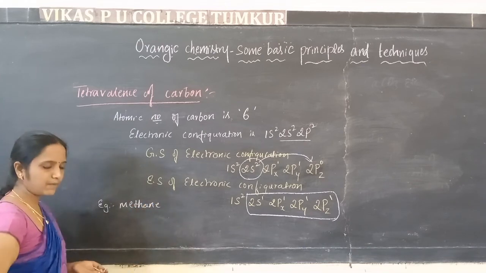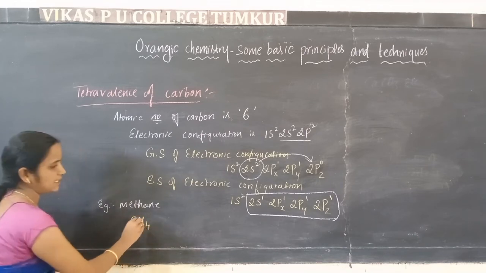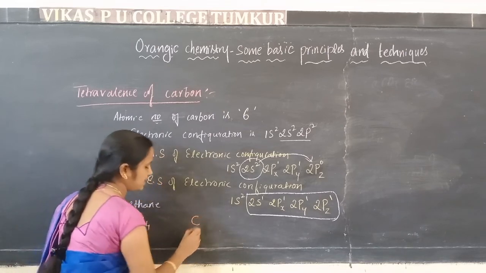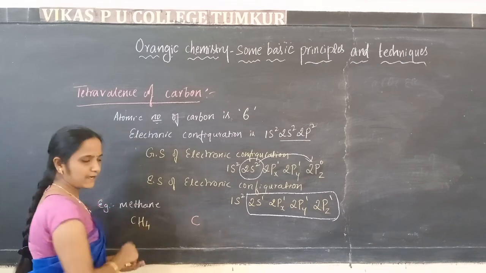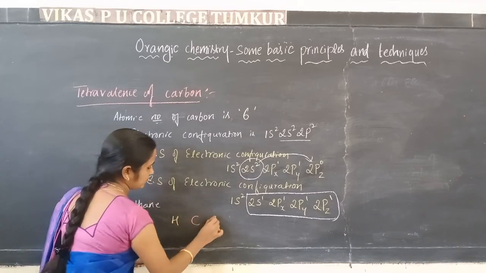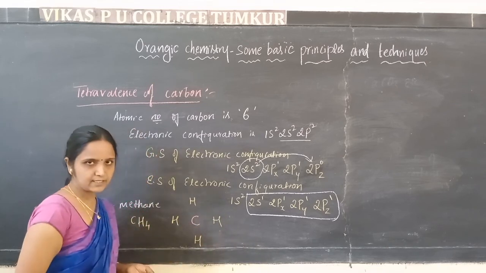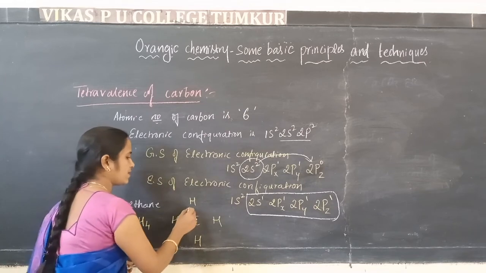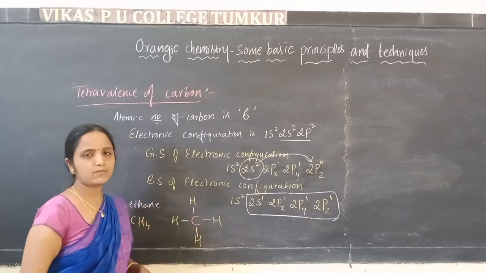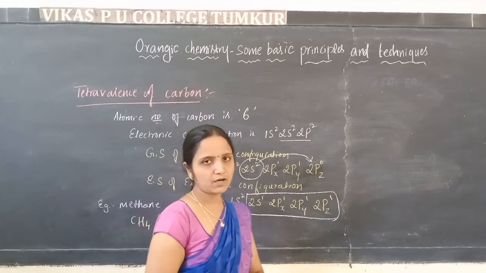Already we know the molecular formula of methane is CH4. At the center the carbon is present, with 4 hydrogen atoms around it. The carbon has tetravalency, therefore it can form 4 covalent bonds with the hydrogen atoms. This is about the tetravalency of carbon.